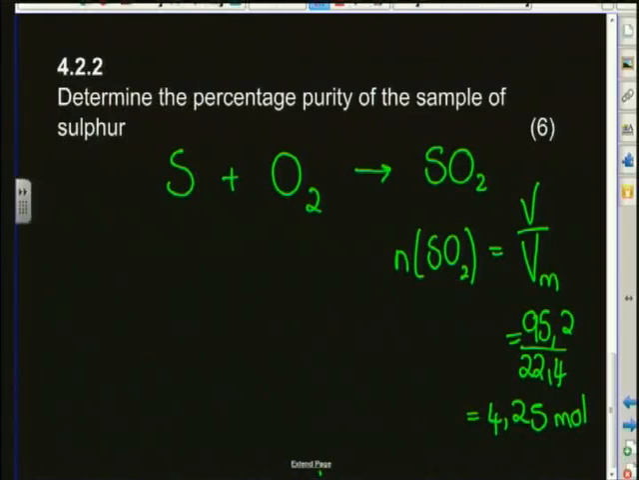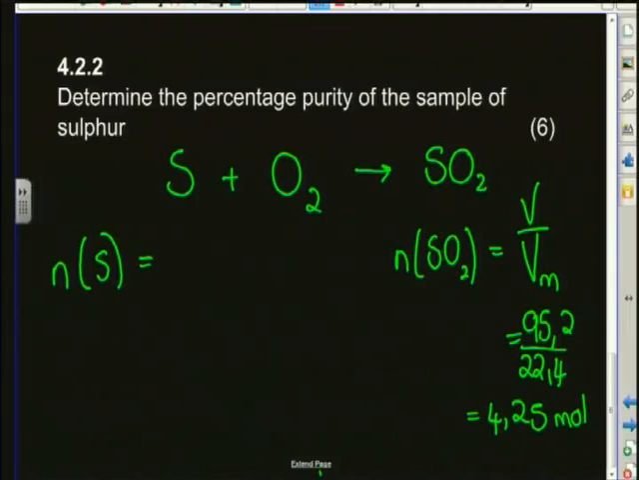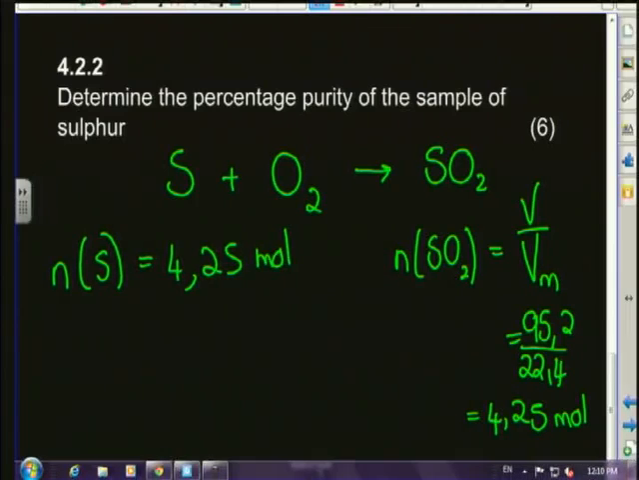So why do we like this question? I know some of you are going, we don't like this question, Tracy. I know you don't, it's okay. When I look at the number of moles of sulfur, it's a 1-to-1 ratio. So that means the number of moles of sulfur is also going to be 4,25 moles. You don't have to write that times 1/1. That means I can now go on.